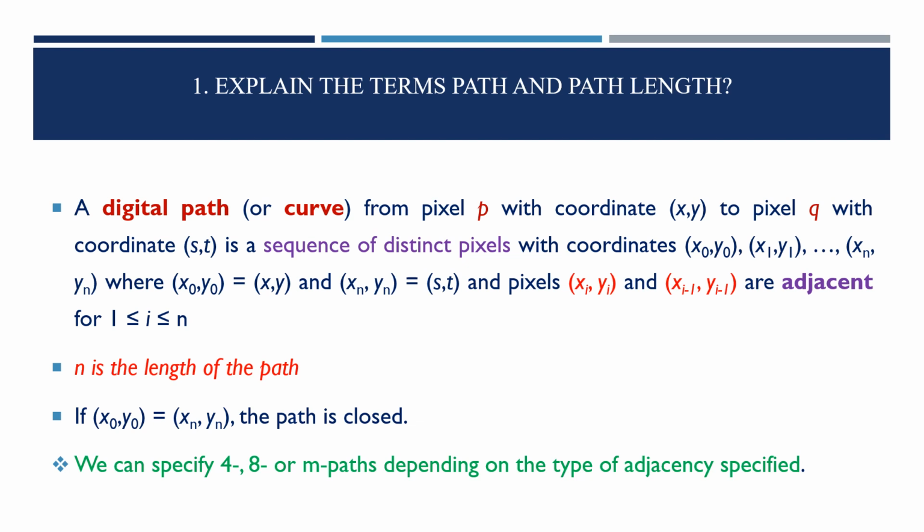Question number 1, explain the terms path and path length. Now for this we have to consider two pixels P and Q, and we know in between there are pixels, and if we are able to establish some kind of adjacency across the pixels that lie between P and Q, we can say that there is a path from P to Q, and N will be the path length. So to understand this better, let us go to an example directly.